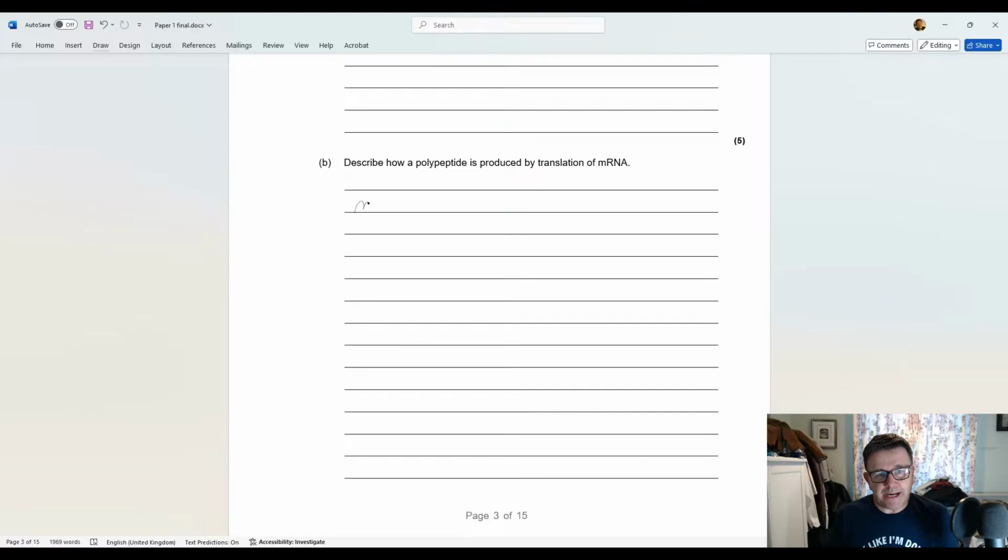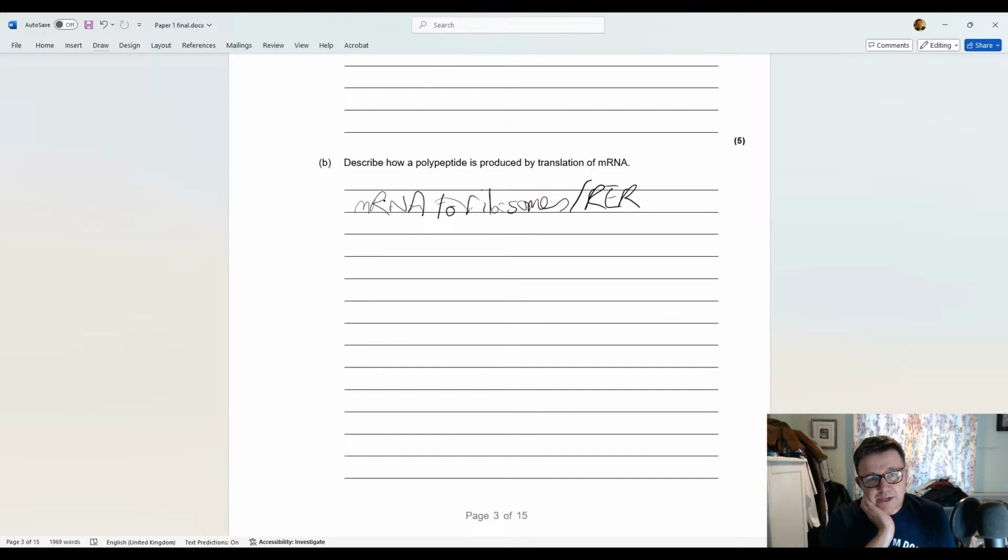So the mRNA basically would travel to the ribosome. Because my writing is really rubbish, I'm just going to write the main thing. So RNA travels to the ribosomes, okay? Or you could say the RER, that's fine as well. They'll accept both.